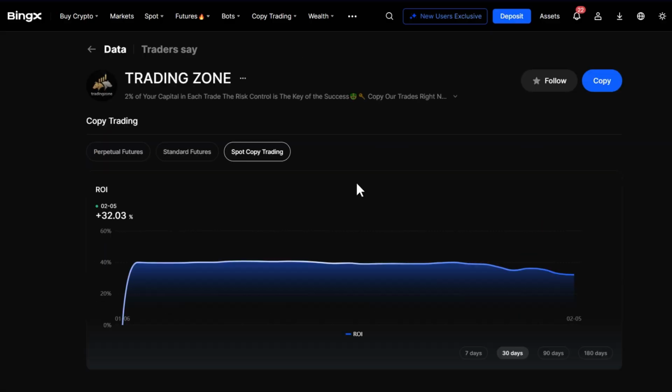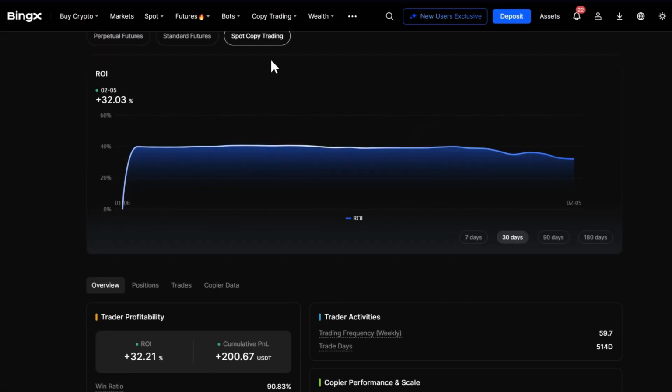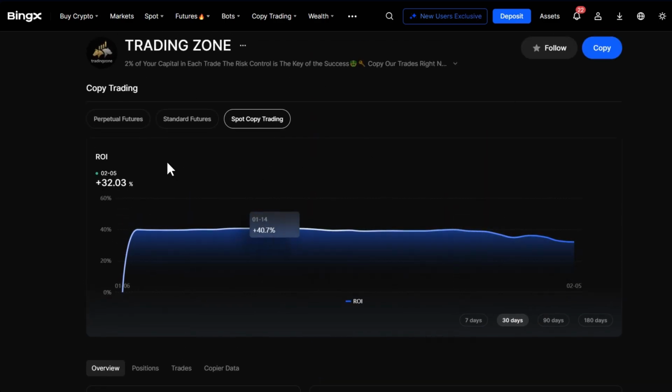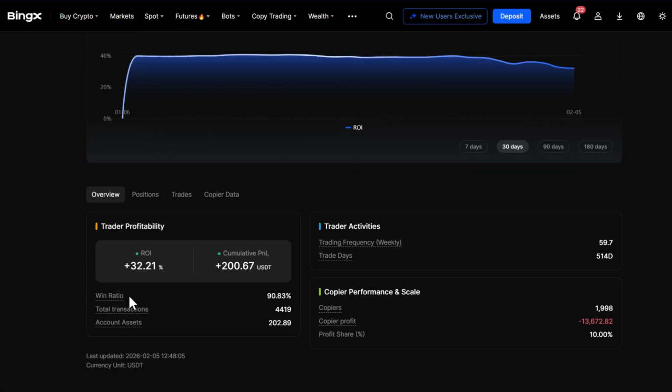Now look, this is almost the same with spot copy trading, but for spot you'll mainly see ROI, cumulative P&L, win ratio, total transactions, and account assets. You can also see their trading frequency and trade days, which tells you how active they are. Take your time here. Don't just pick the trader with the highest ROI. You want consistency, a good win ratio, positive copier earnings, and a strategy that matches your risk tolerance.